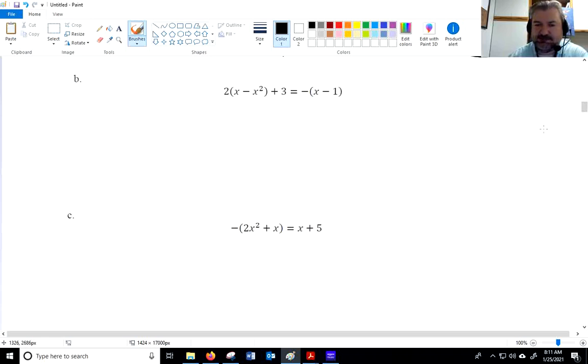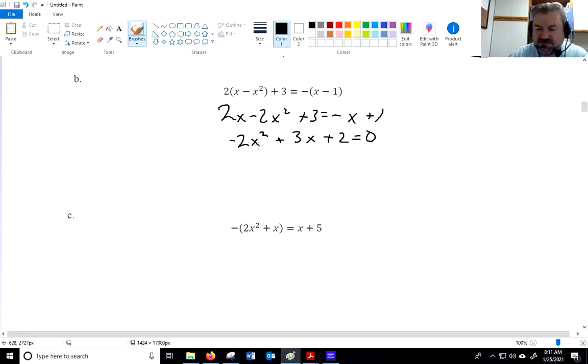Let's try the next one. 2x minus 2x squared plus 3 when I distribute, and then I have a minus x plus 1 on the other side. Again, I'm going to get this equation, all the x's on one side here. I'll add x, give me 3x, and I'll subtract 1, giving me plus 2 is equal to 0.